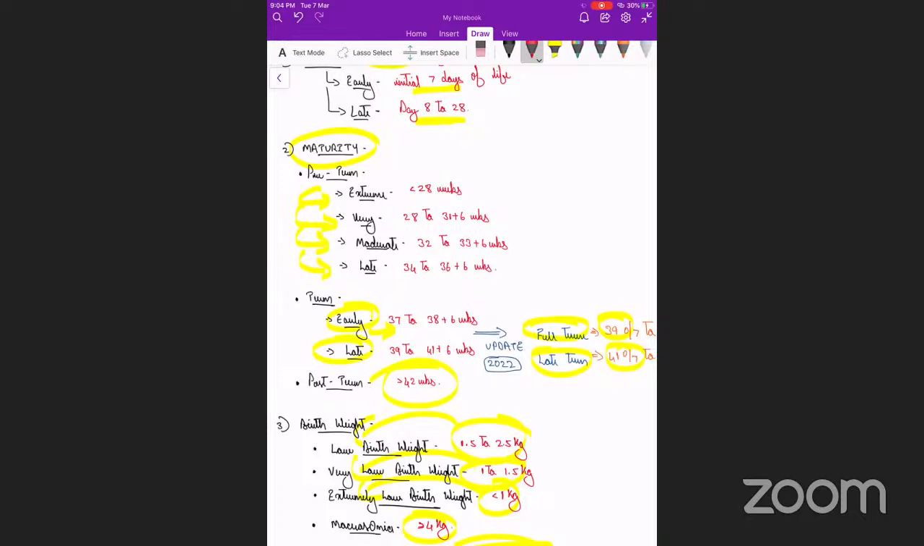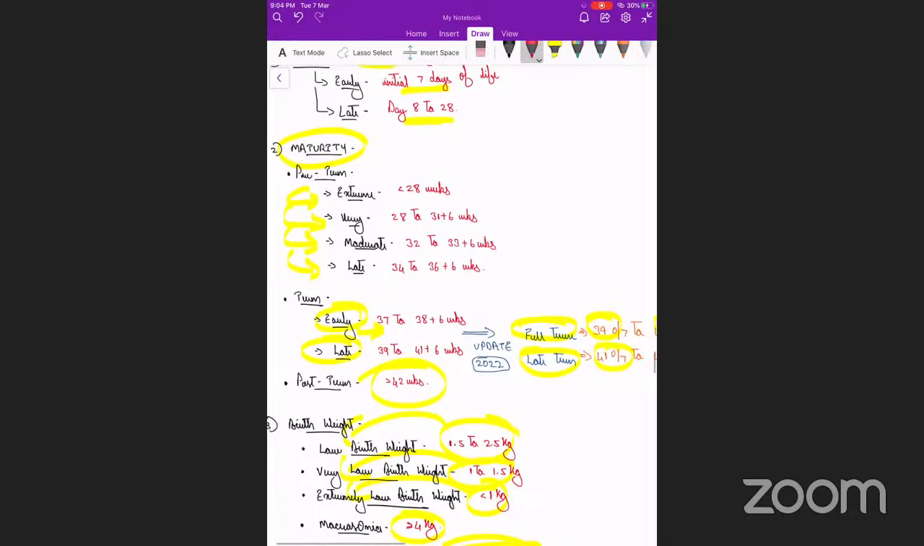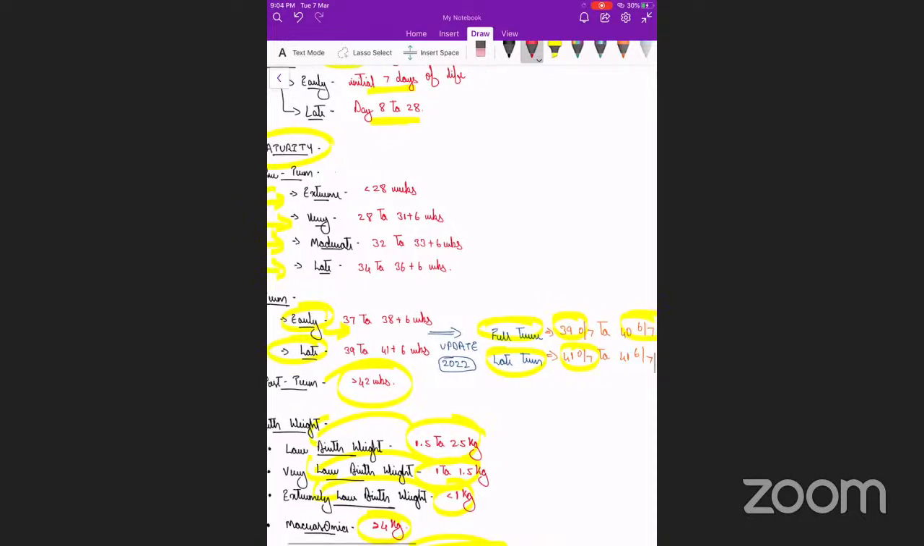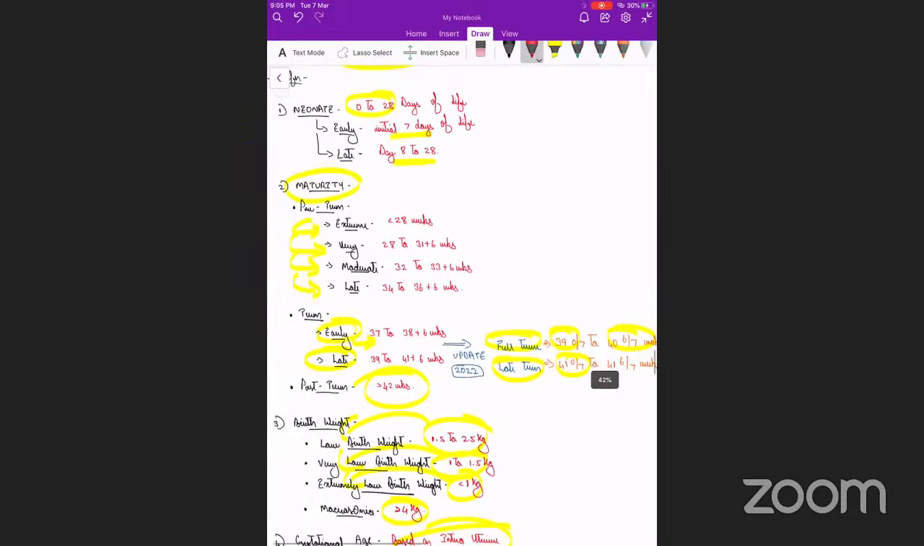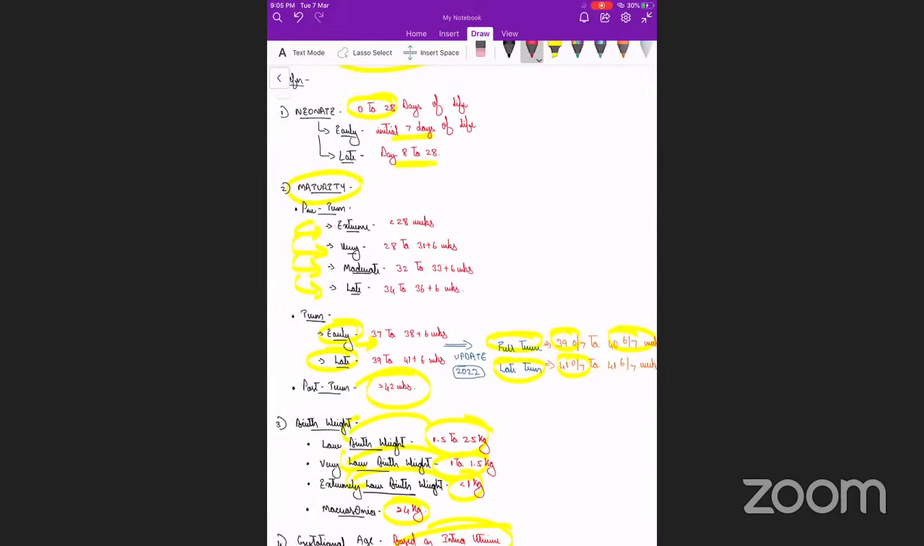Term is divided into early term, full term, and late term. Early term is between completed 37 to 38 weeks. Okay, and full term is between 39 to 40 plus 6 weeks, and late term is between 41 to 41 plus 6 weeks. Okay, and next is post term, that is more than 42 weeks.